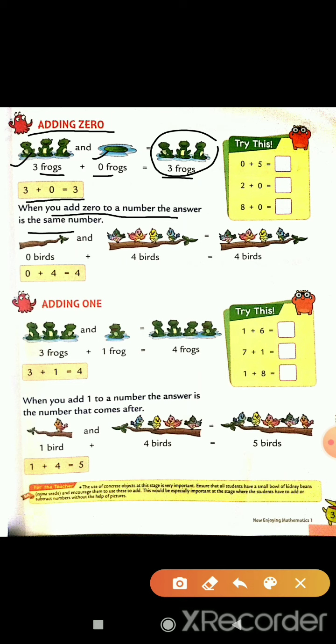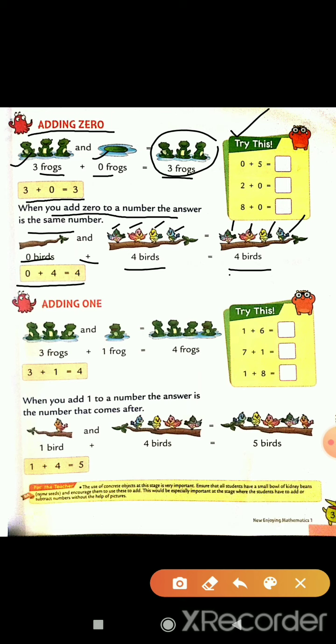When you add 0 to any number, the answer will be the same. Here 0 birds, no birds are sitting, and here 4 birds are there. 1, 2, 3 and 4 birds. When you add them, 0 plus 4, it will give 4 only. How many birds? 4 birds. So 0 plus 4 is equal to 4. So whenever we add 0 to any number, the answer will be the same.